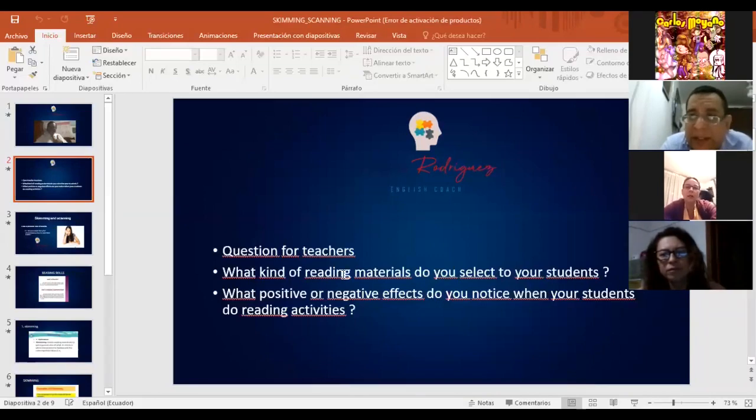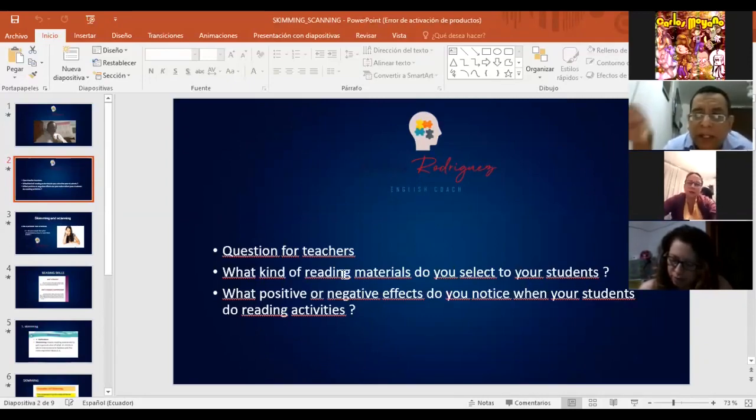In my case, Lorena, Maria, Katherine, I try to select some topics that are of students' interest, that engage students. For example, fashion, sports, clothes, you know, topics that are according to the students' age and interest, the students' background, something like that. And this is what I consider. Especially from magazines.